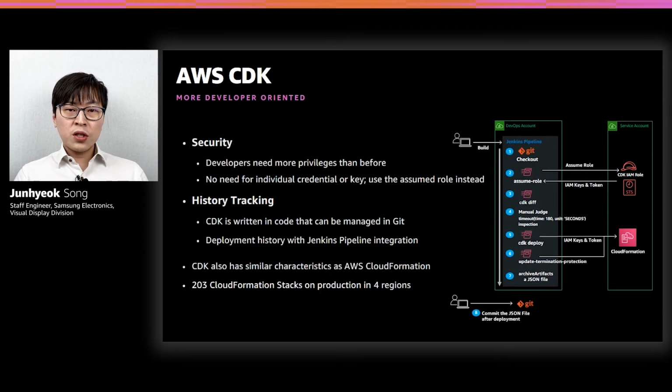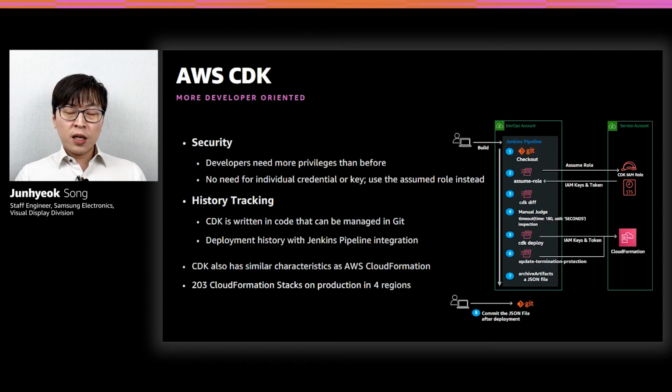There were 2 consideration points when we manage infrastructure using CDK. In terms of security, developers needed more privileges than before, and we wanted to manage history tracking. What are the changes and who deployed the CDK code? So based on the 2 major backgrounds, we deployed using Assume Role and Jenkins.